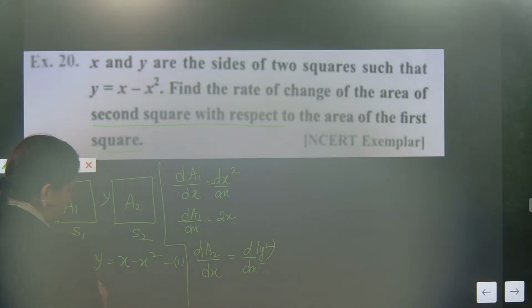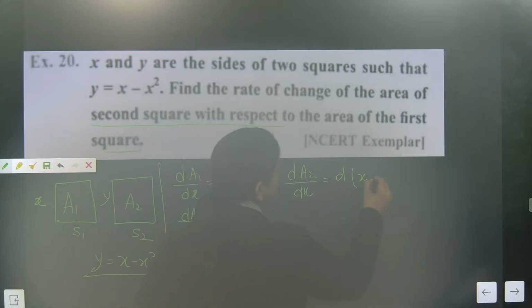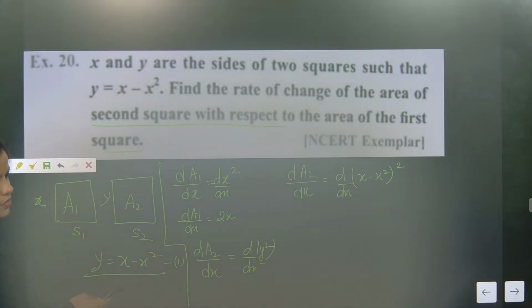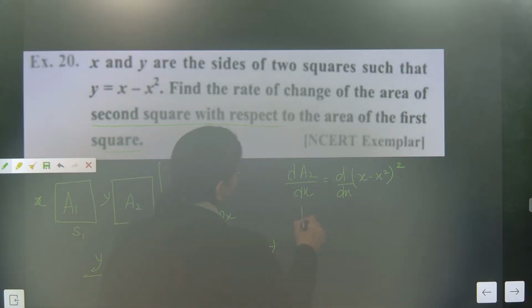Now use equation 1. When you use equation 1, x minus x square will go there. So d of A2 by dx is equal to d of y square, and what is the y value? d of x minus x square, whole square, by dx. I just used equation 1. The equation 1 connection given was y is equal to x minus x square. This was given, the connection between the two squares. We have connected the two squares with y equal to x minus x square, and that is exactly given in the question. Understood? So now we are going to put this there and differentiate it.